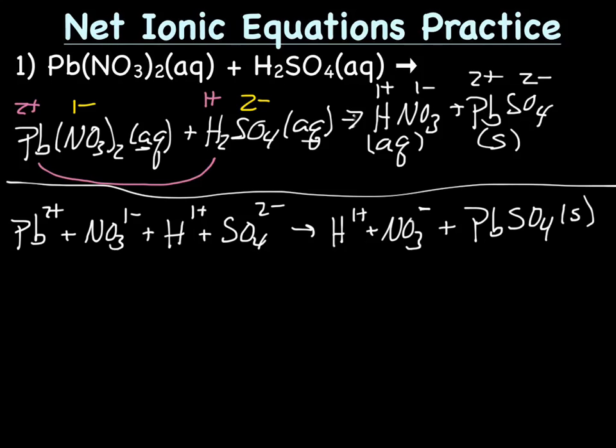Okay, so now to complete the net ionic equation, we need to cross out all ions that occur on both sides of the equation. Lead is an ion on the reactant side, but is combined to make a solid compound, so it's staying. Nitrate is an ion on both sides of the equation, so it's going.